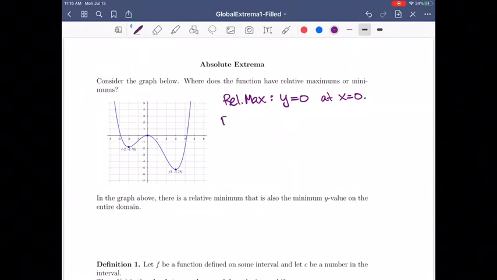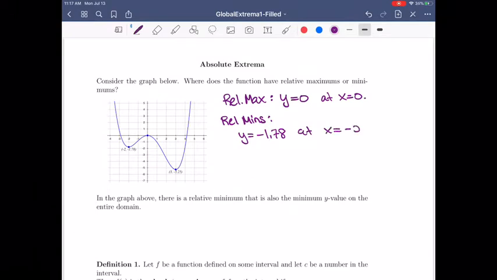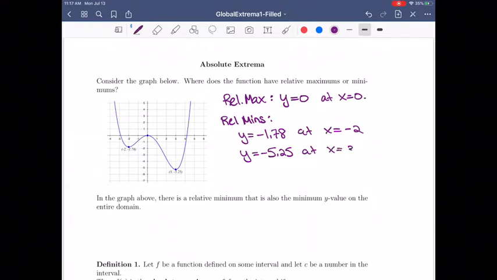There's a couple of relative minimums. We have this minimum over here. There's a little valley here, and this is the bottom. I've estimated these numbers for you. So this is y equals negative 1.78, which happens when x is negative 2. And then there's this other one, y equals negative 5.25, which happens at x equals 3. Those are the relative maximums and minimums for this graph.